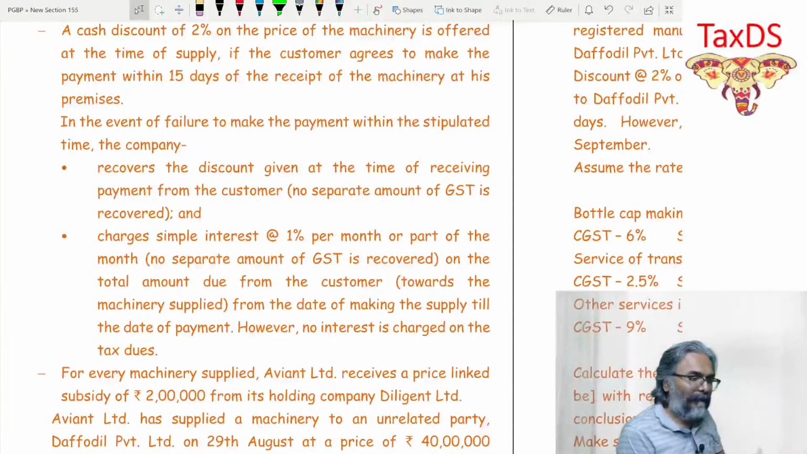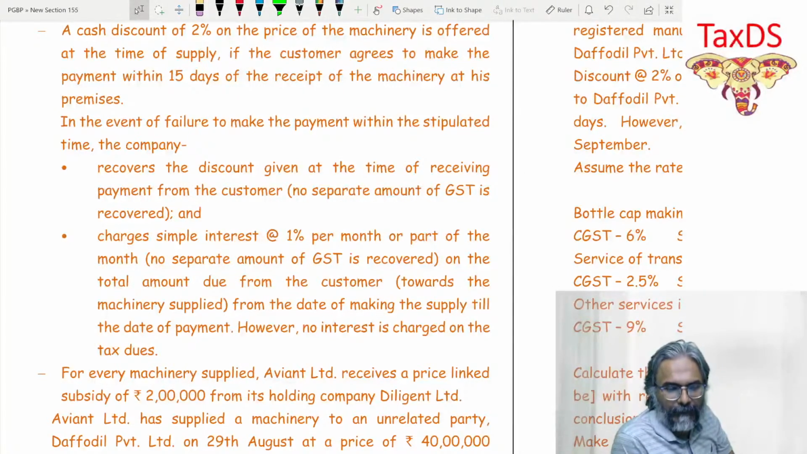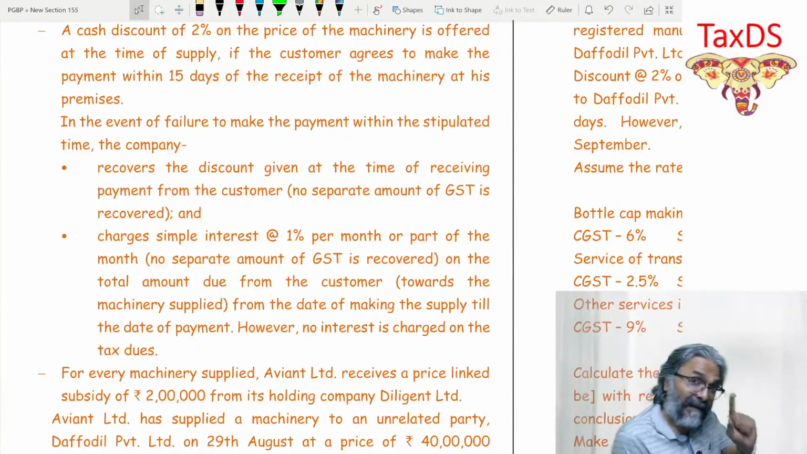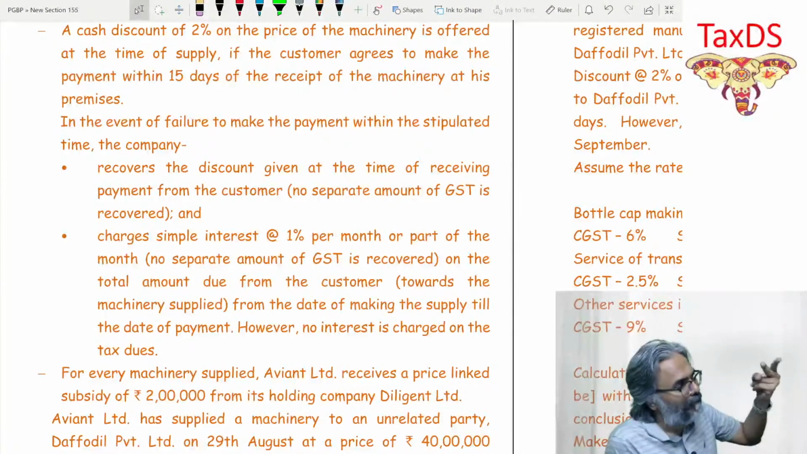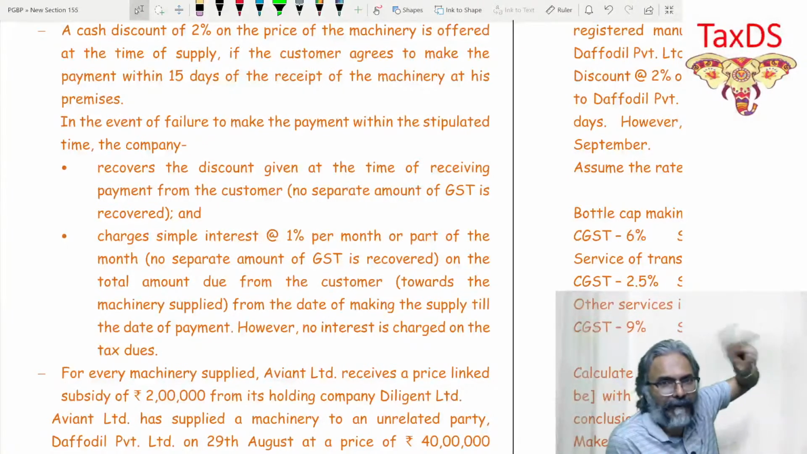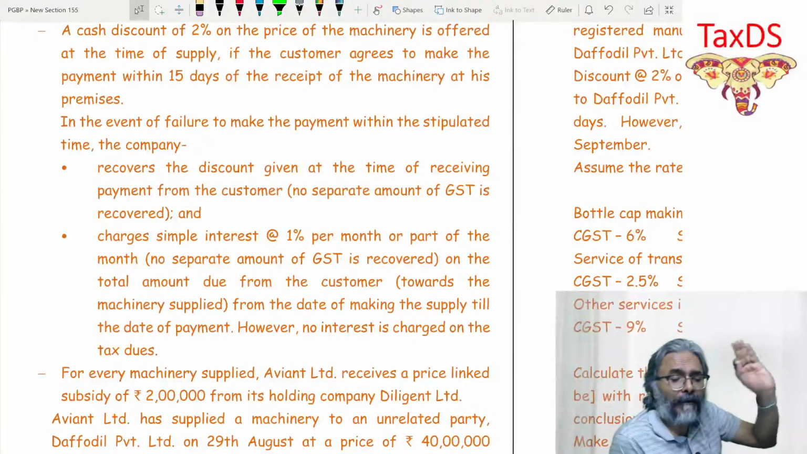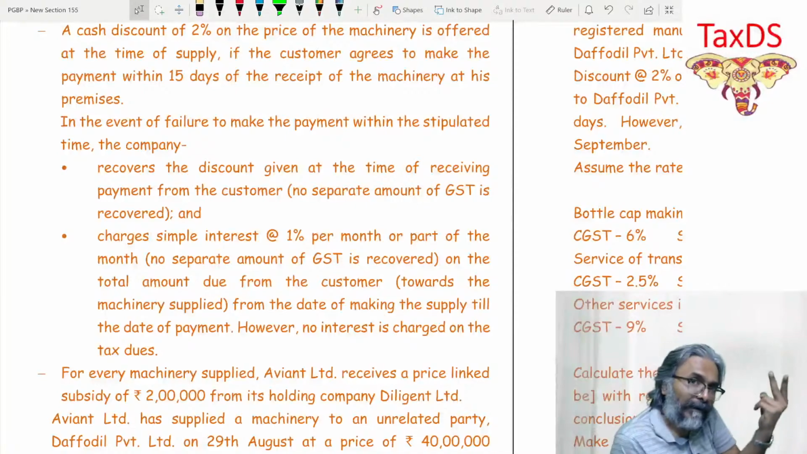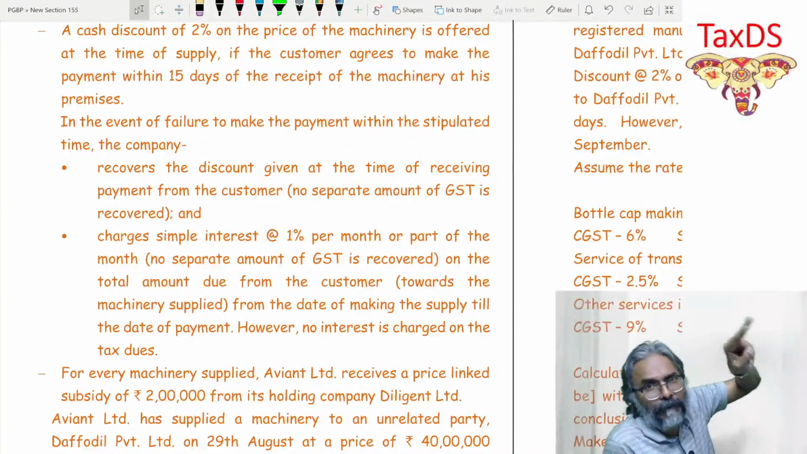Now, for the terms. In the event of failure to make the payment within the stipulated time, the company recovers the discount given at the time of receiving the payment. Obviously that discount will be reversed. So they will record it at 2%. No separate amount of GST is recovered, so that recovery of the discount is inclusive of GST.